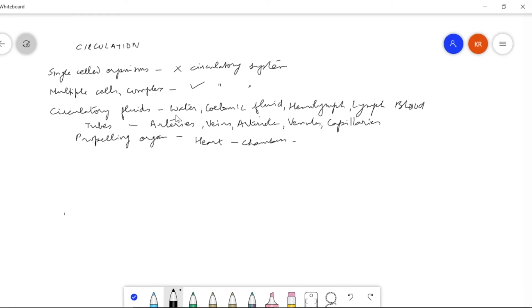So over here, as an introduction, the types of circulatory systems. We see that circulatory systems are of two types: open and closed, and then within closed you will get single and double.